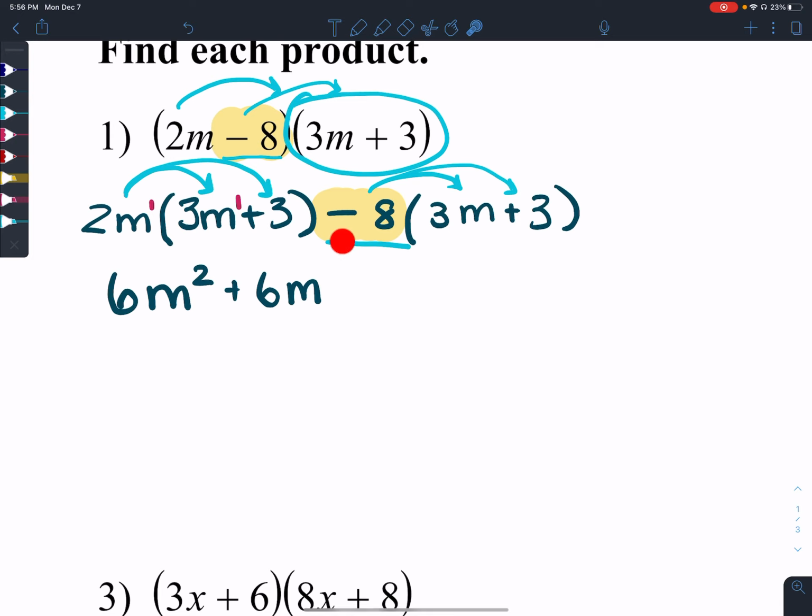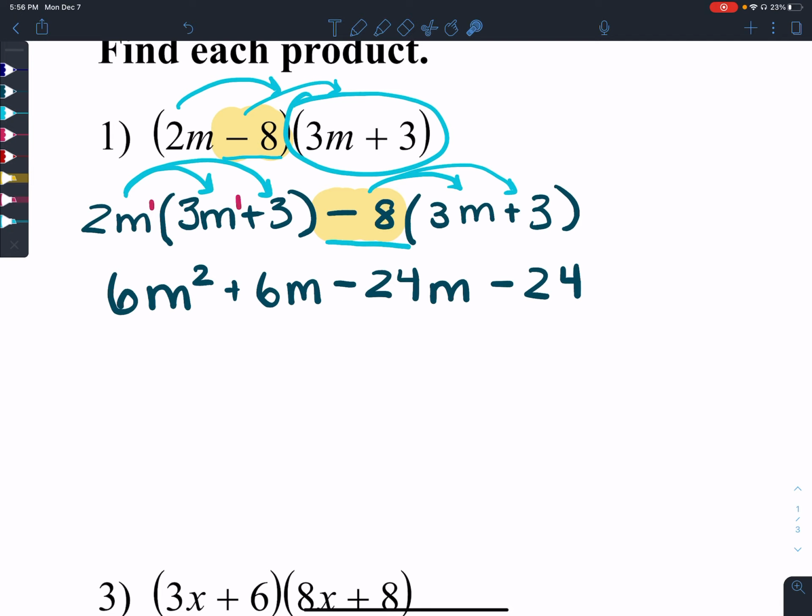So now we're continuing over here. We have that negative 8 being distributed to the positive 3m. So negative 8 times 3, we're going to get negative 24. And then again, that m is going to get carried down, so we're going to have an m over there. Then our last step, our negative 8 times our positive 3, and we have a negative 24. So that's it with the multiplying.